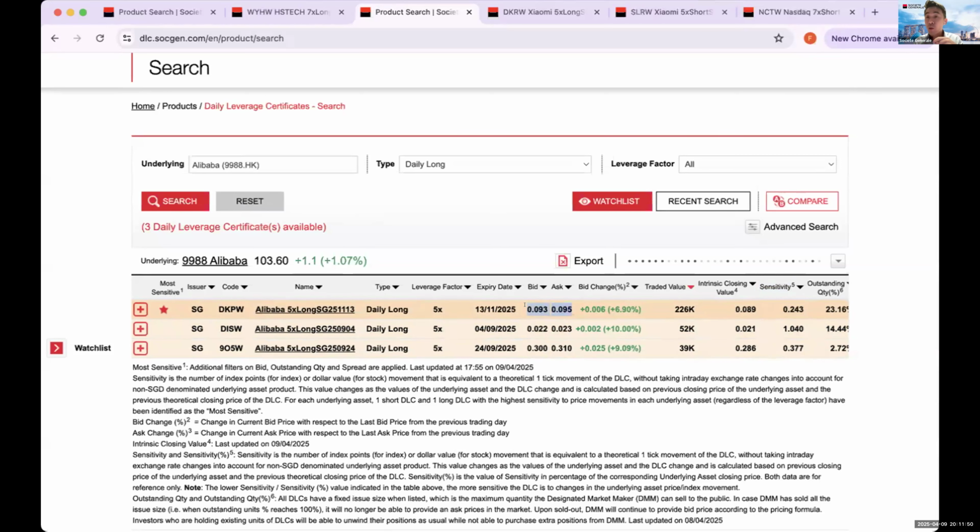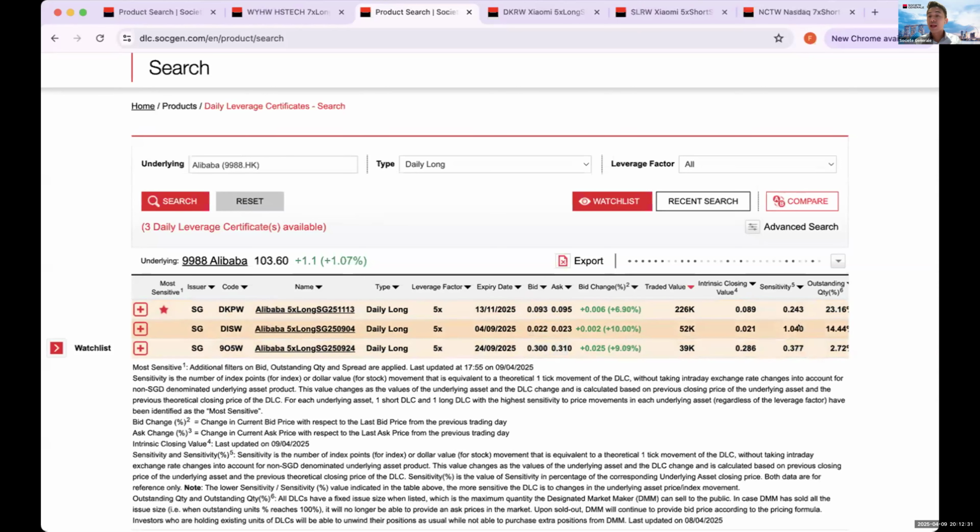What I mean by sensitivity is how much the underlying must move before this DLC can actually move by one minimum tick size. Over here at the 9 cents level for DKPW, one minimum tick size is 0.001, 1/10 of a cent. Whereas for this DISW, long Alibaba DLC, at a 2 cents level, the minimum tick size is also 0.001. But you can see that 0.001 divided by 0.09 is a smaller percentage compared to 0.001 divided by 2 cents, which is a much bigger percentage, even compared to the 30 cents level.